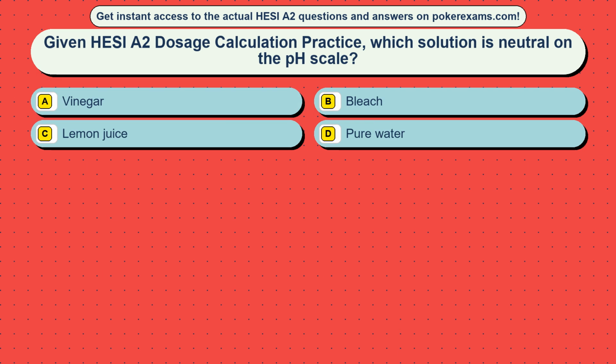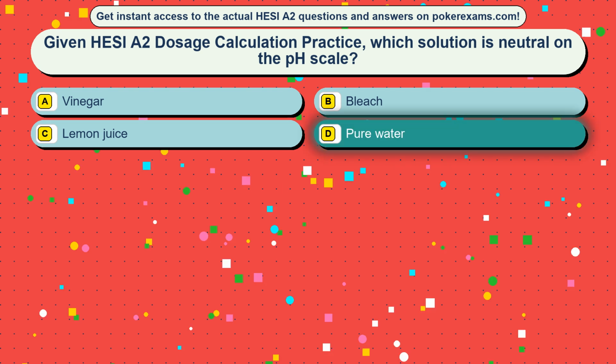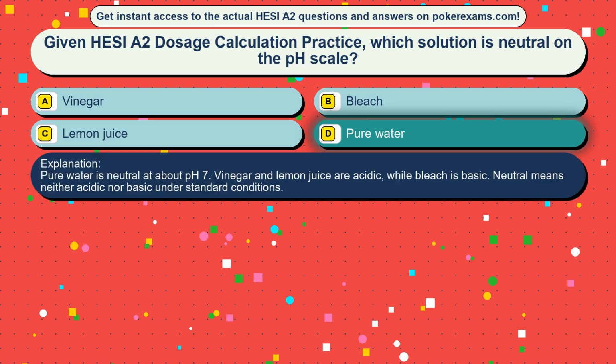Question 38. Given HESI a 2-dosage calculation practice, which solution is neutral on the pH scale? Option A, vinegar. Option B, bleach. Option C, lemon juice. Option D, pure water. The correct answer is option D, pure water. Pure water is neutral at about pH 7. Vinegar and lemon juice are acidic, while bleach is basic. Neutral means neither acidic nor basic under standard conditions.